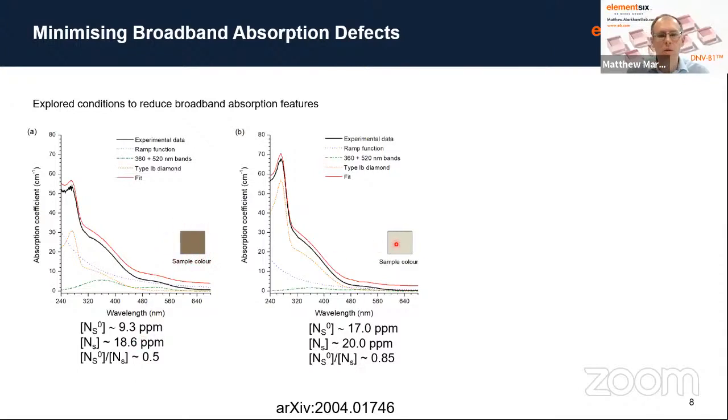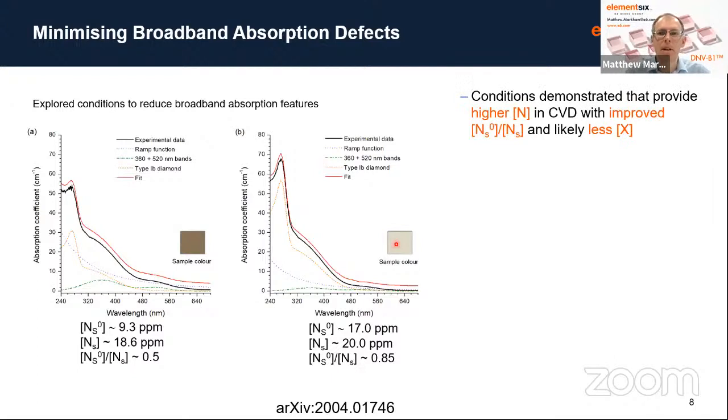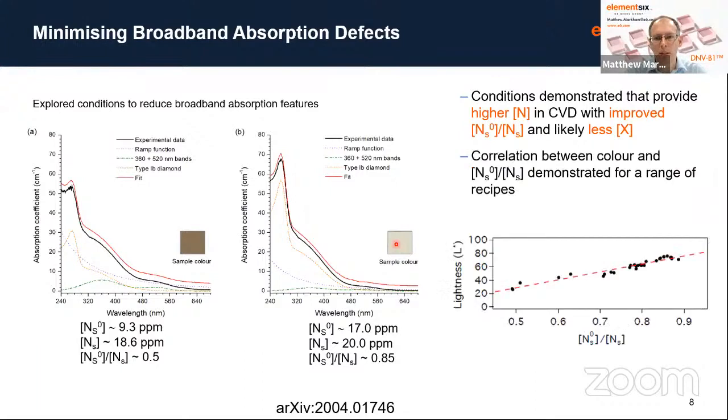But by changing the conditions, we're able to minimize those defects, reduce the amount of what we call X, these brown defects, things like nitrogen multi-vacancy clusters, things like NVH. By tuning the synthesis conditions, we're able to tune these defects in the material. You can also see there's a strong correlation between the lightness of the material, 0 being black and 100 being white, and the ratio of neutral to total nitrogen in the material.